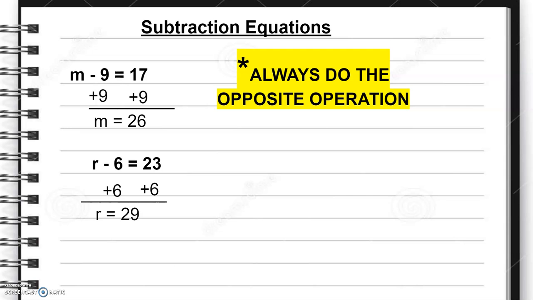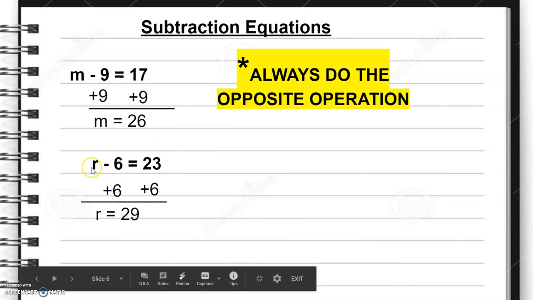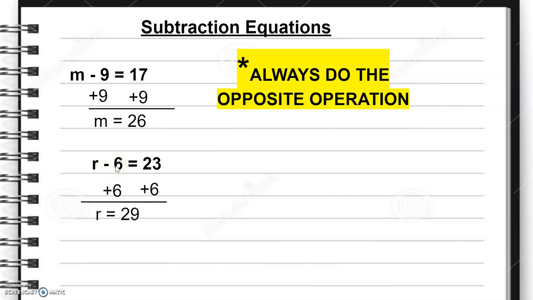Now, was that the same thing you did? Remember, we are trying to get the inverse operation. We already know it's minus. So minus 6, what is the opposite? That will be plus 6. So 23 + 6 will equal 29.